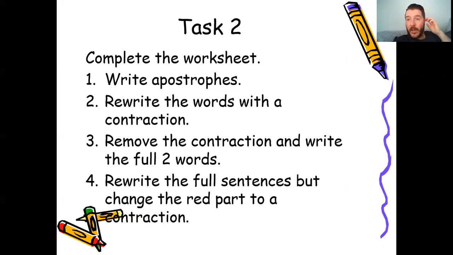So task 2, this will take you a little bit more time. You're going to complete the worksheet. So for part 1, you need to practice writing apostrophes on the line, above the line, I should say. Part 2, you're going to rewrite the words with a contraction. So they're the four words and you need to make them into a contraction with an apostrophe. Your next one, you're going to remove the contraction and write the full two words. So for example, if it was we're, you'd write we are. And for part 4, read the sentences. With the bits that are highlighted and underlined, you're going to rewrite the full sentence, but change those highlighted bits into a contraction. Okay? So pause the video to do that now.